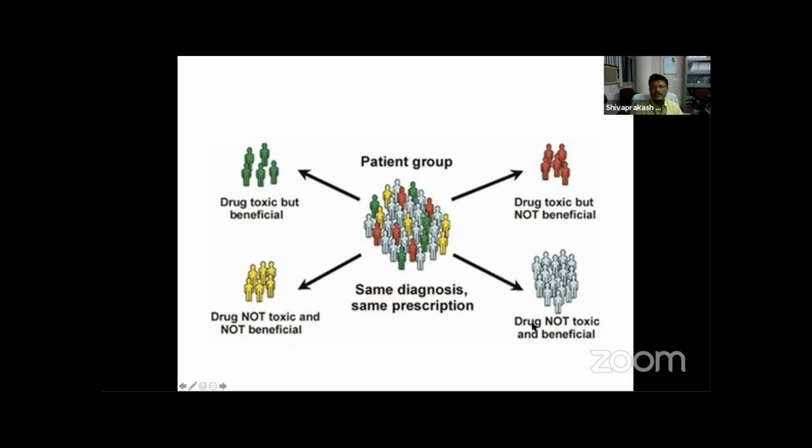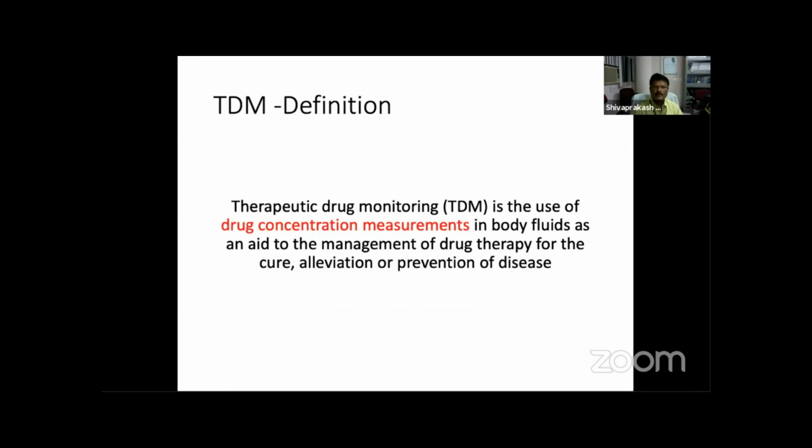For example, the drug may not be toxic, but it may be beneficial and curing the infection. Or the drug could be toxic but not beneficial; this population is very, very small. Or the drug is toxic but also beneficial; again, a very small number of patients. And also you have cases where the drug is not toxic and also not beneficial. So in this context, we need to assess which particular patient is getting benefit or which person may get toxicity due to the drug.